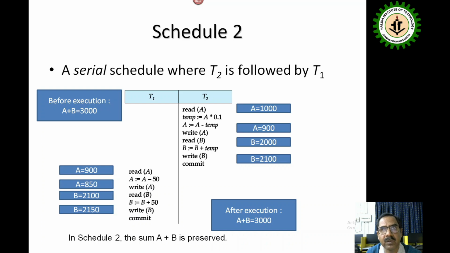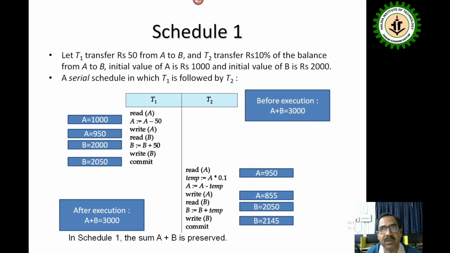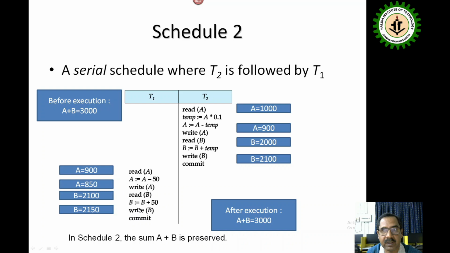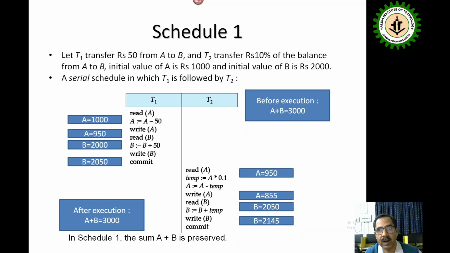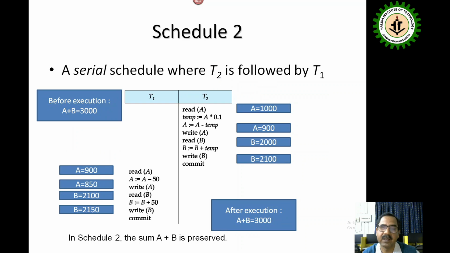For both schedule 1 and schedule 2, the sum of the amount before execution and after execution is preserved. So in schedule 2 also, the sum of A plus B is preserved. So in both cases, serial schedule 1 and serial schedule 2, we proved that consistency is maintained.